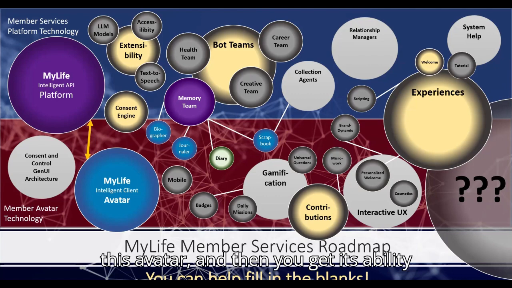So you get this avatar, and then you get its ability to control an out-of-the-box team of bot intelligences called the memory team, which you can see in the middle of the screen. This memory team together help you collect, enhance, improve, relive, and share your cherished memories, ideas, and narratives.